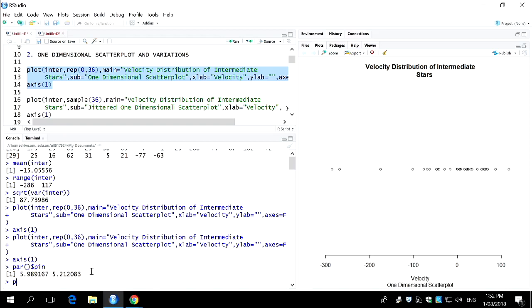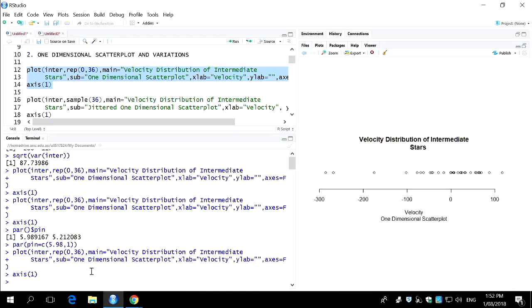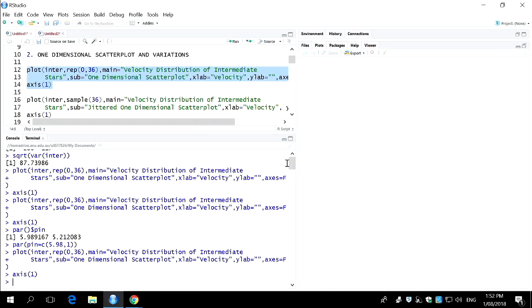So if I say par pin equals c, 5.98, but then I make it less high, I might make it, I don't know, 1, and do that, and then I redo my graphic. See how it sucks it in? Okay, so that's the hard way to do it. That's how you'd have to do it in base R. So let's scrub that. By the way, just because I can do something the hard way doesn't mean you have to. I'm just showing you. So don't worry, you're not going to have to do that in real life.